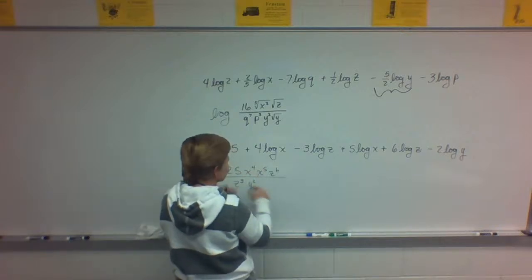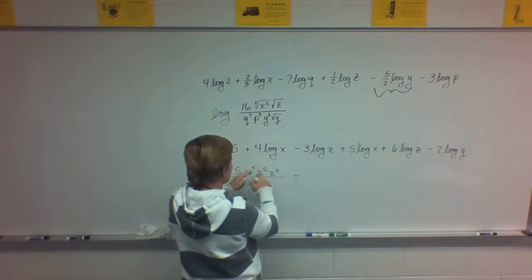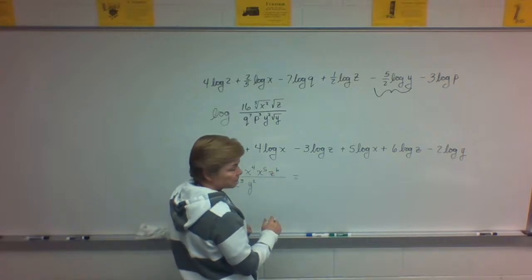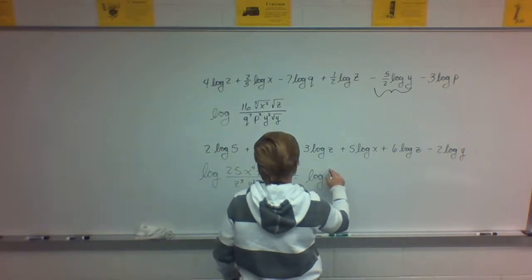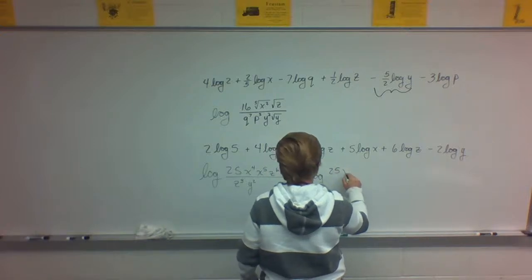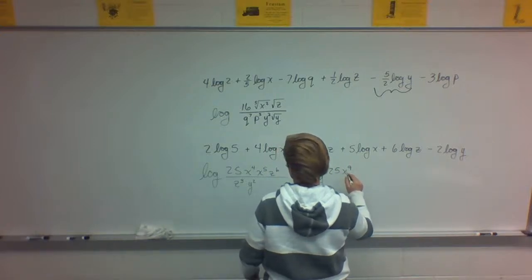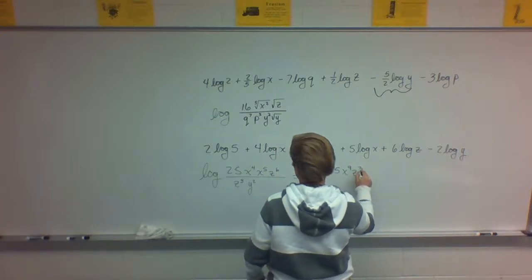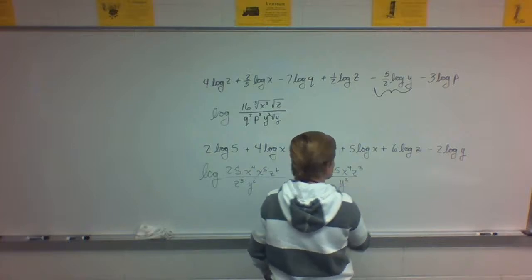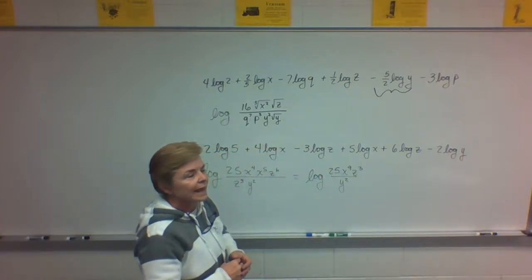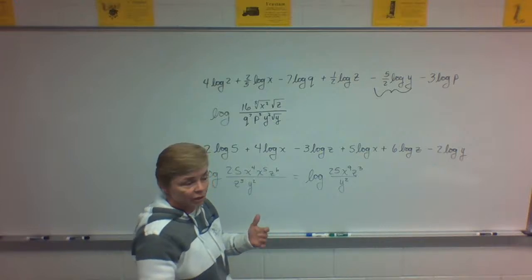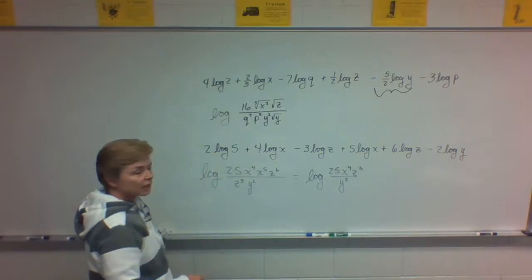Because this thing can be simplified. These can be combined and these can be canceled. So you end up with the log of 25, x to the ninth, z to the third over y squared. Is that right? Y'all see that? Now, let me show you another way to tackle it. Some of you probably discovered that it's either way.